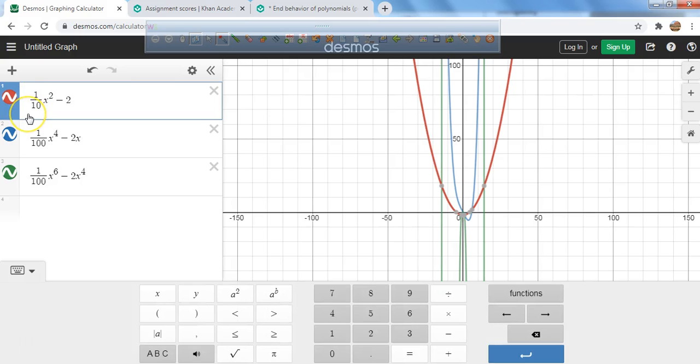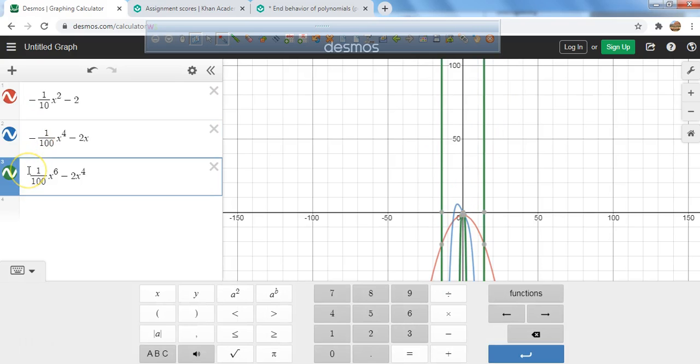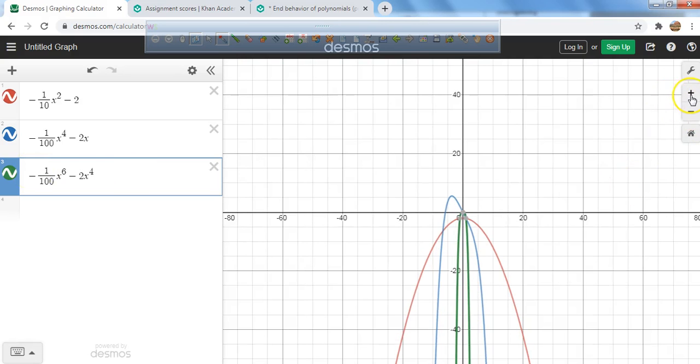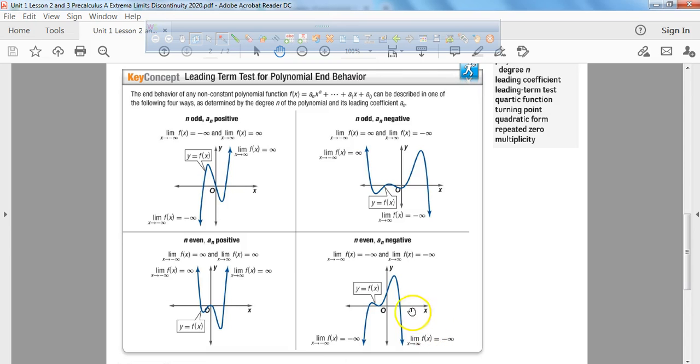But what happens when I make it a negative? I make that a negative, and I make that a negative, and I make that a negative. What happens? They all open what direction? They all open down, and it follows this pattern right here. And that's all you need to know about odd degree and even degree functions for end behavior. It's really easy. It's pretty awesome.